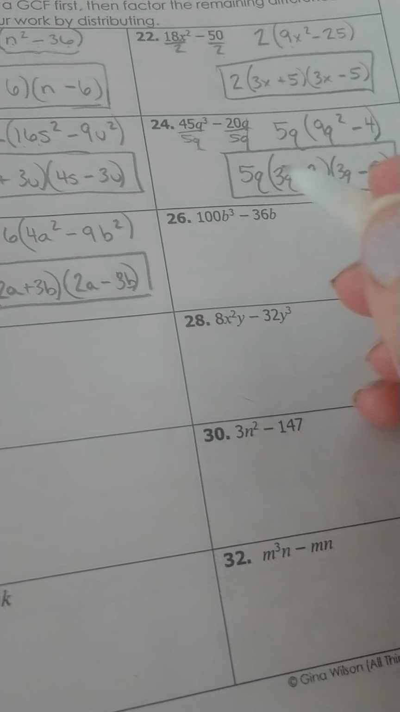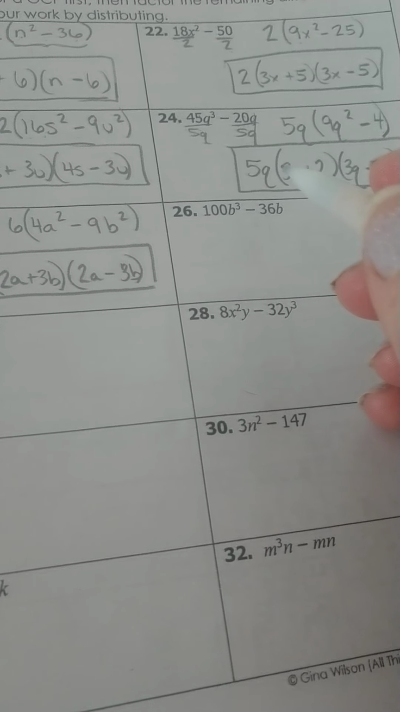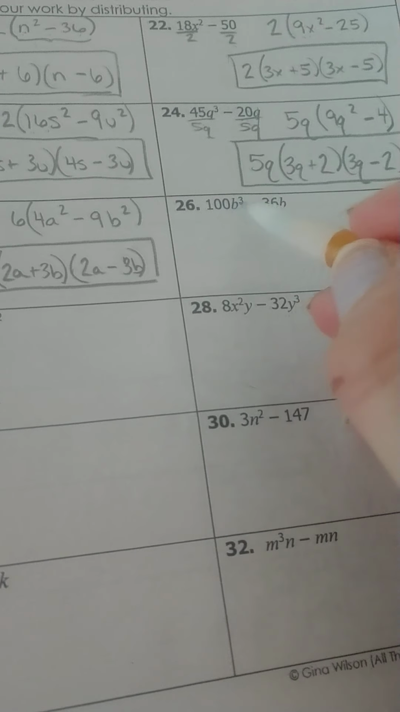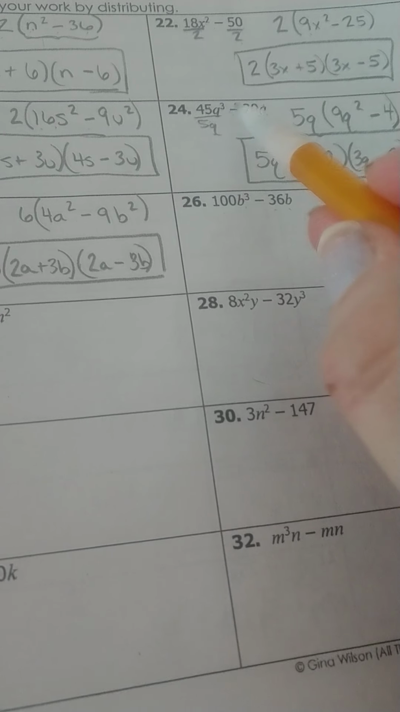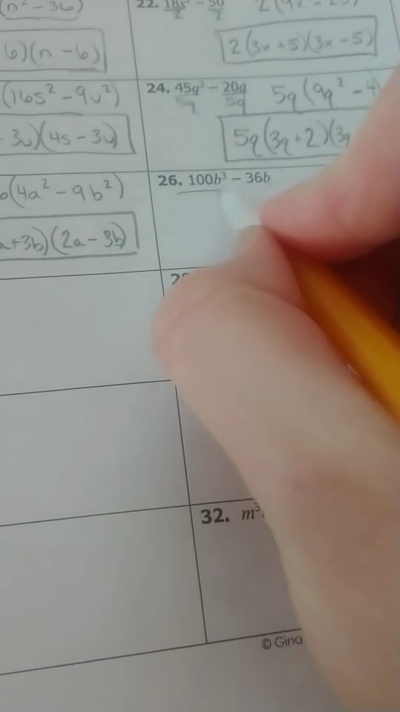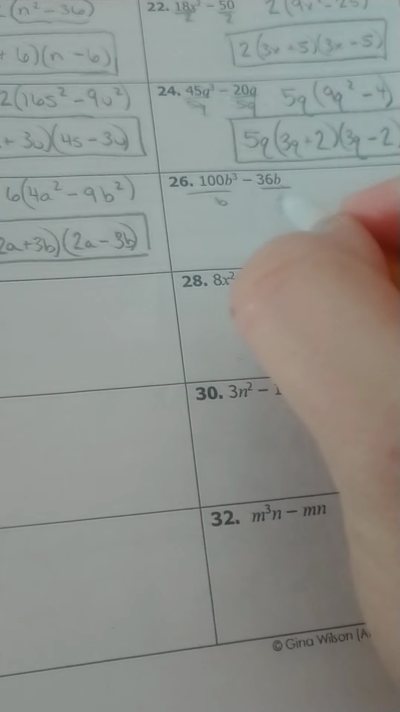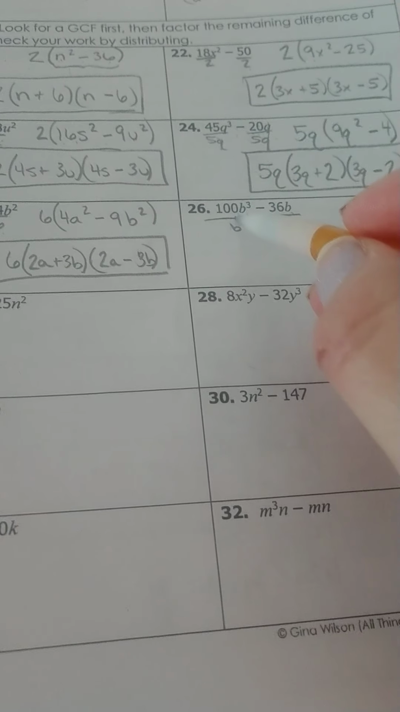Number 26. All right, 26. You've got 100b cubed and 36b. Do you notice how up here we had the q cubed and the q? Now we've got the b cubed and the b. So you should know that we're going to be dividing by at least a b. So we need to look at 36 and 100.